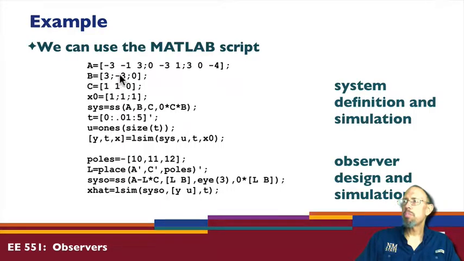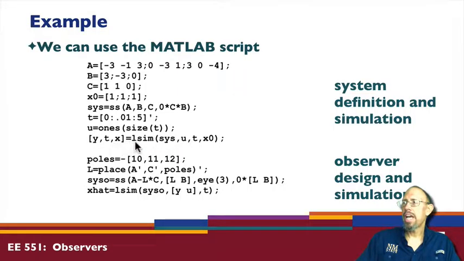Now we can use this MATLAB script to do the simulation. So here's the ABC matrices, here's the initial condition. I can define the state space LTI object, and notice the D matrix I do as 0 times C times B. So this is one way of getting a zero matrix of the proper dimensions for D. A time vector. Here's the unit step input, which is just all ones.